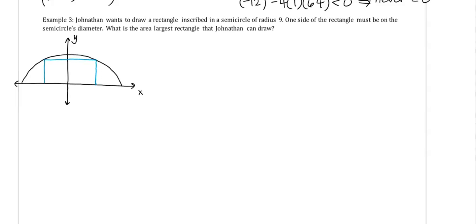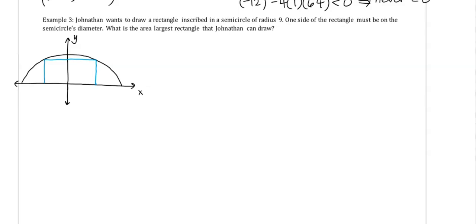In our final example, we have that Jonathan wants to draw a rectangle that is inscribed in a semicircle of radius 9. I'm going to begin to set this up, and to help with getting some perspective on things, I'm going to center the semicircle at the origin. It has a radius of 9, and here is the rectangle that he wants to inscribe on the inside of it. Notice that one side of the rectangle is on the semicircle's diameter.